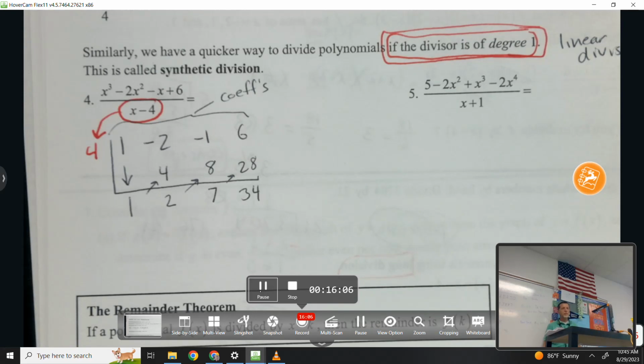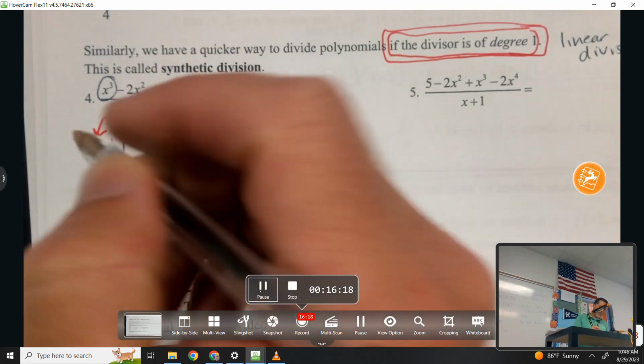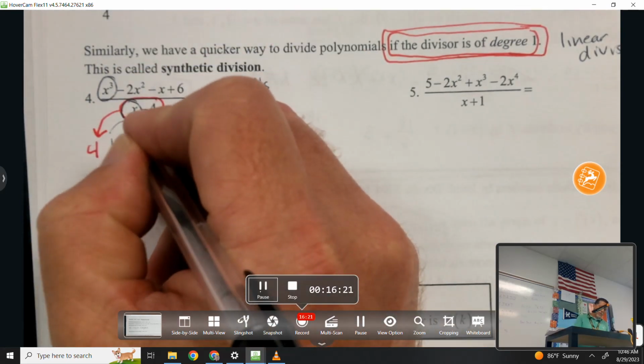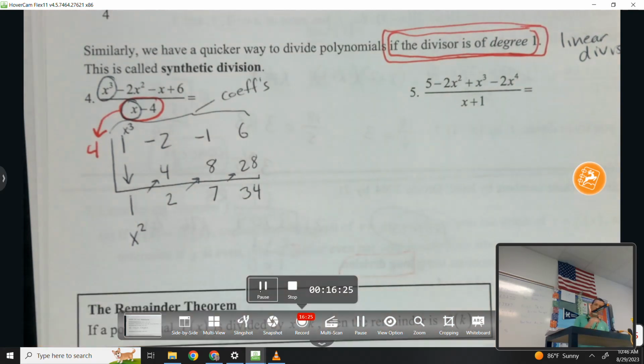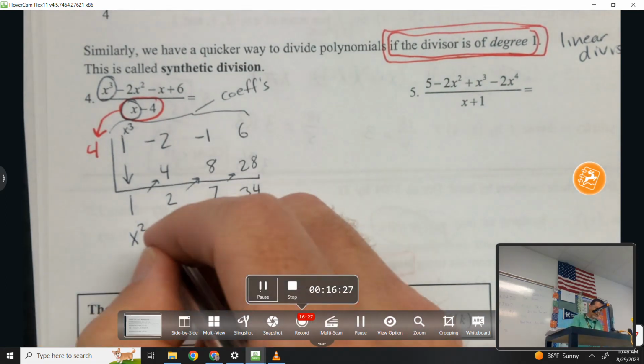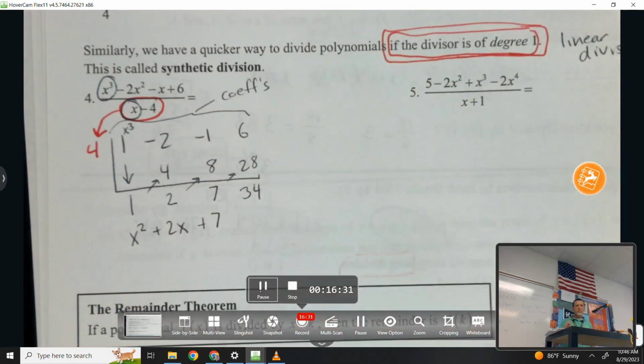But what do those numbers mean? 1, 2, 7, 34. So what? What are they? If I did an x cubed divided by an x, this term was x cubed, that should be x squared. And then they step down from there. So x squared plus 2x plus 7, because I'm out of x's. But now I'm out of x's, and there's still a number left over.